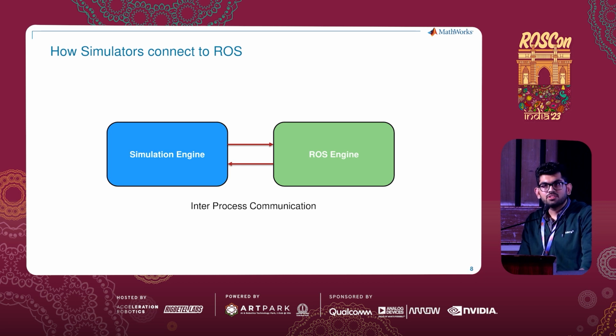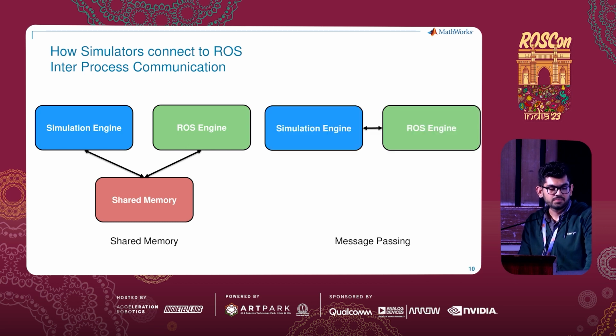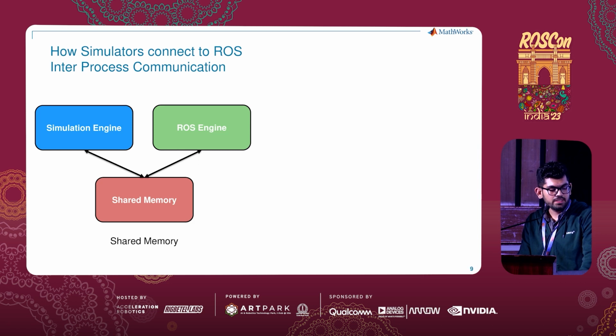How inter-process communication takes place is basically through two methods. First is shared memory, and the other is message passing. I'll go over them in detail a little bit. First, shared memory. You can think of it like Google Drive. One person uploads a file into the drive and the other person can access it. So over here, the simulation engine and the ROS engine both are acting as users of Google Drive, which is the shared memory.